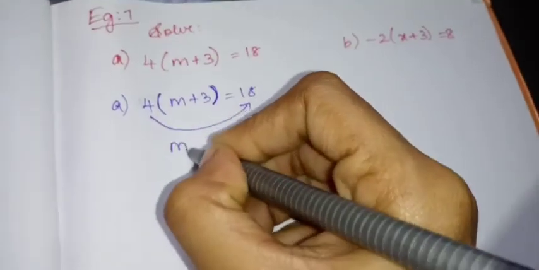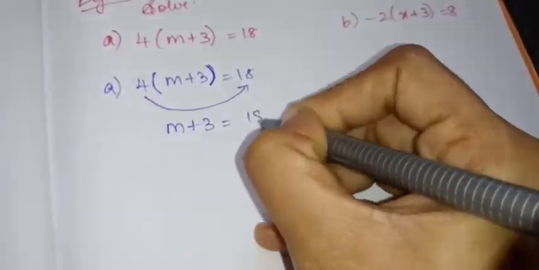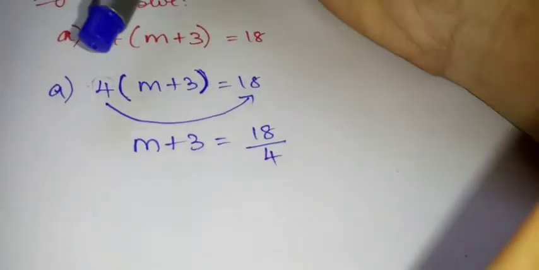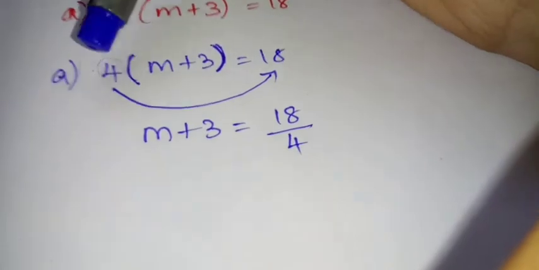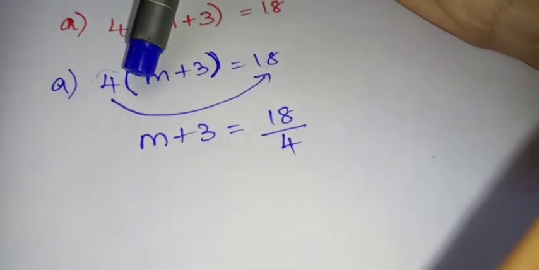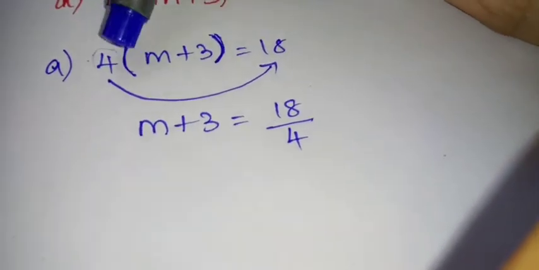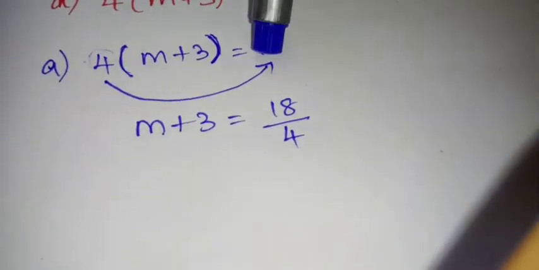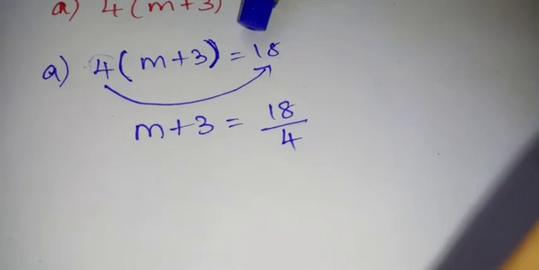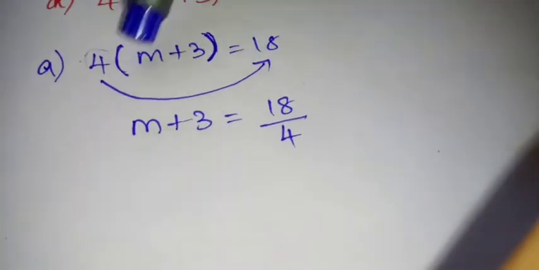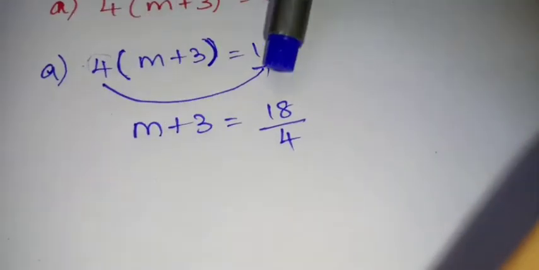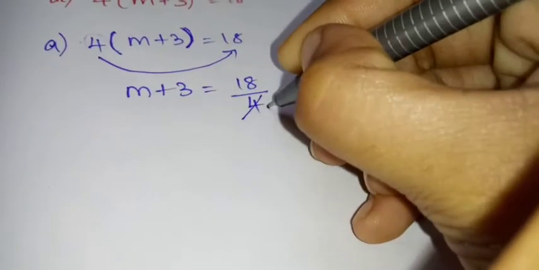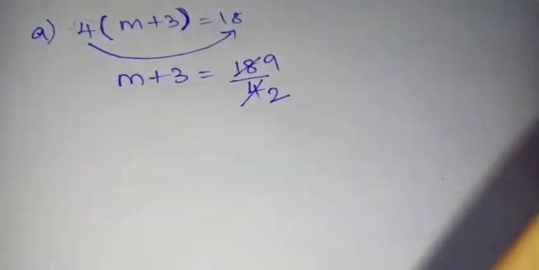Okay, m plus 3 is equal to 18 by 4. Understood? Listen, m plus 3. This 4 is multiplied with m as well as 3, so it is actually a multiplication here. I told you we should shift it one by one, so in order to remove this bracket, I am bringing this 4 to that side, 18 by 4. Now, can we cancel this in the 2 table? 2 2s are 4, 9 2s are 18.